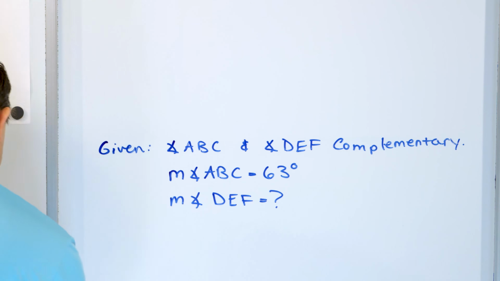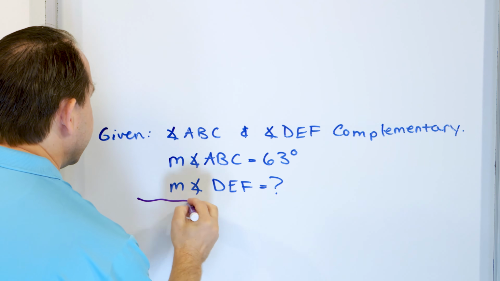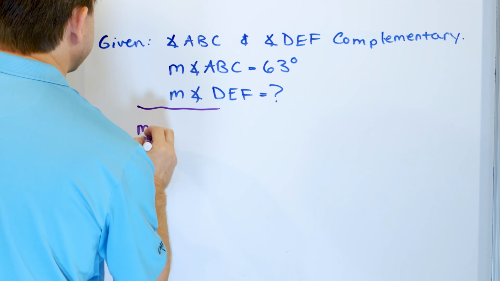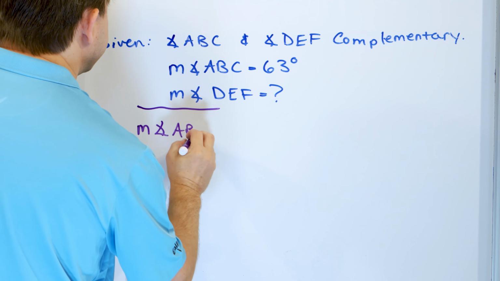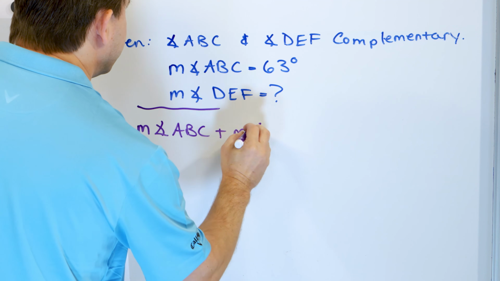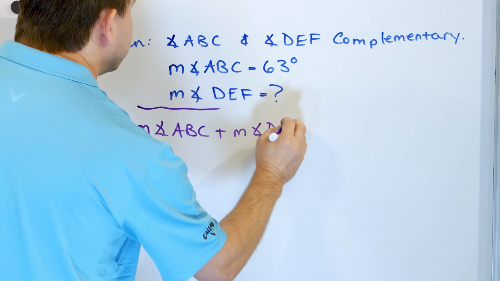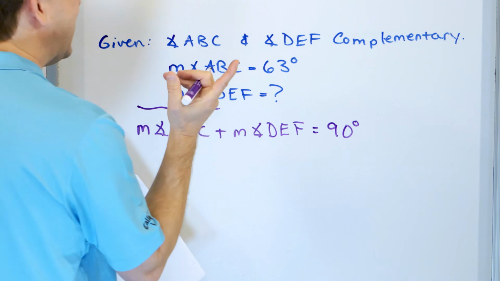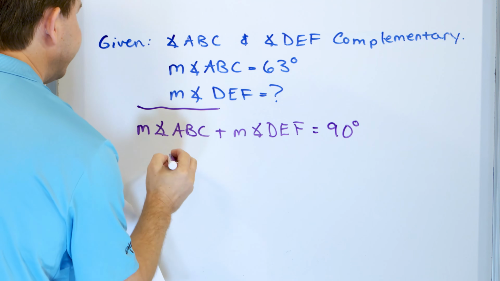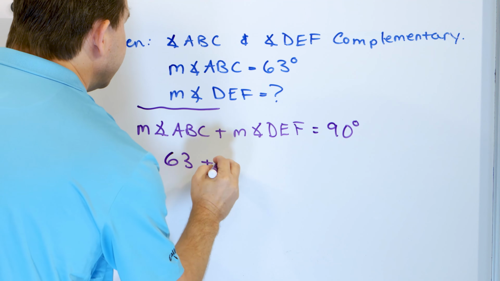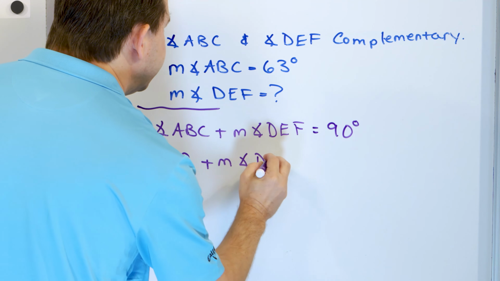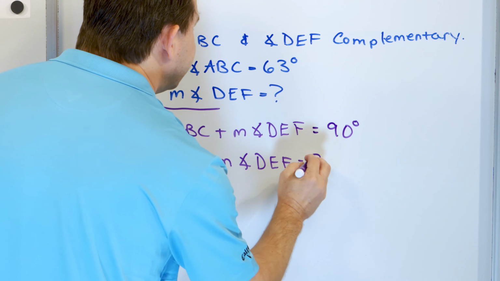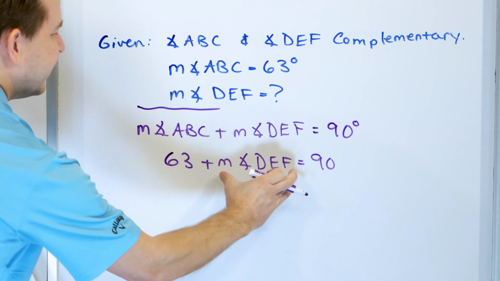That's all that is. So you could kind of say here that the measure of angle ABC plus the measure of angle DEF, right? It has to equal what? 90 degrees, right? But I've given you angle ABC. It's 63 degrees. So we'll put 63 plus the measure of angle DEF, and that's equal to 90. Now, how do I solve for this angle? This is what I want.